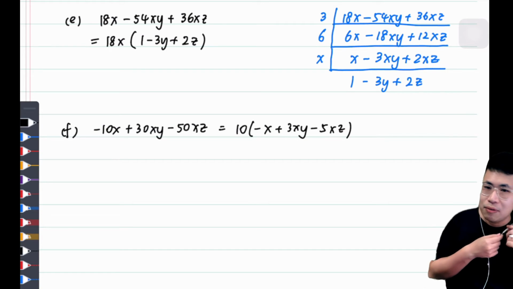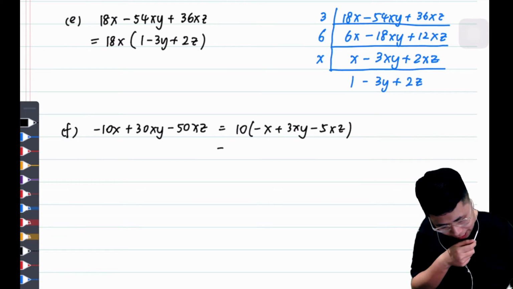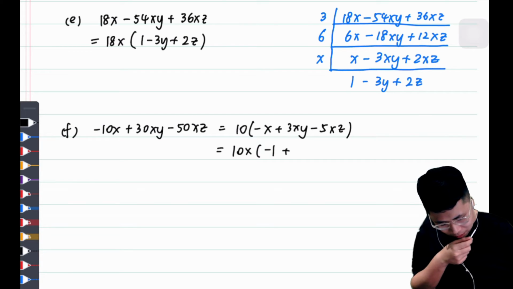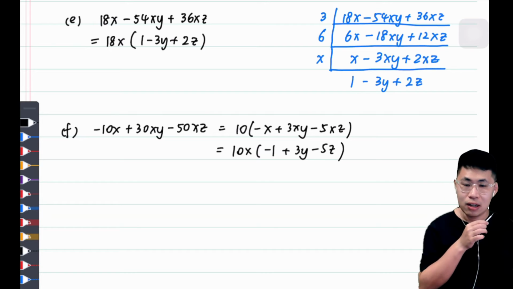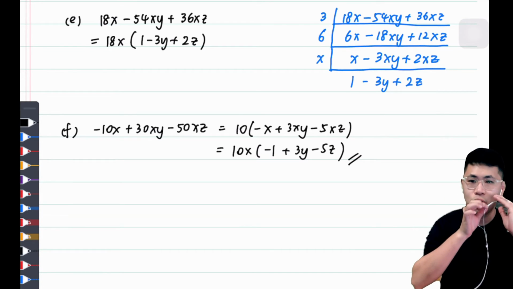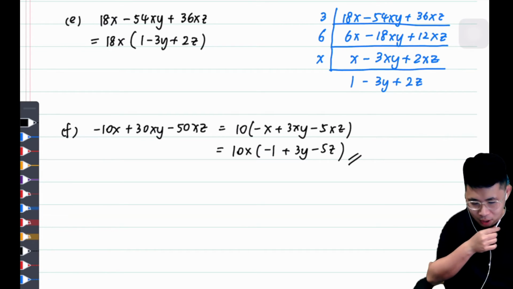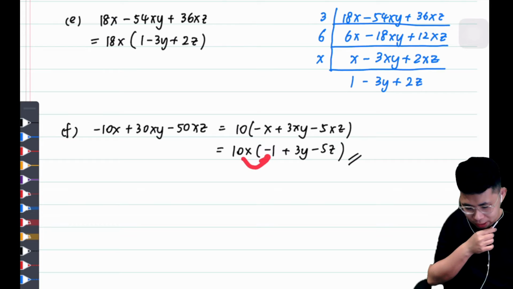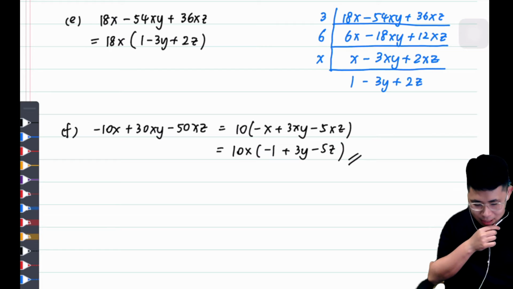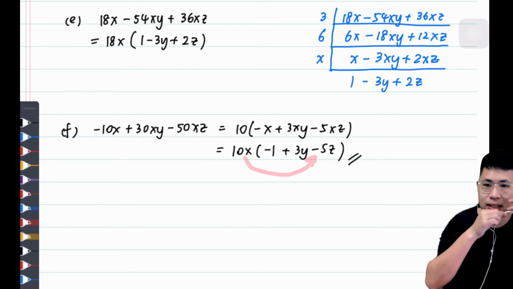Alright, next one over here, we can bring out another common x. So let's bring out 10x. This will be negative 1 plus 3y minus 5z. Any further common things to take out? No more. So this is our final answer. So over here, when we expand, we got negative 10x. We've got 30y, and we've got negative 50xz.